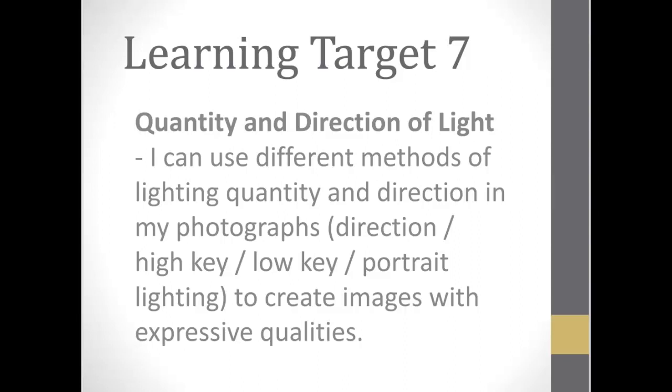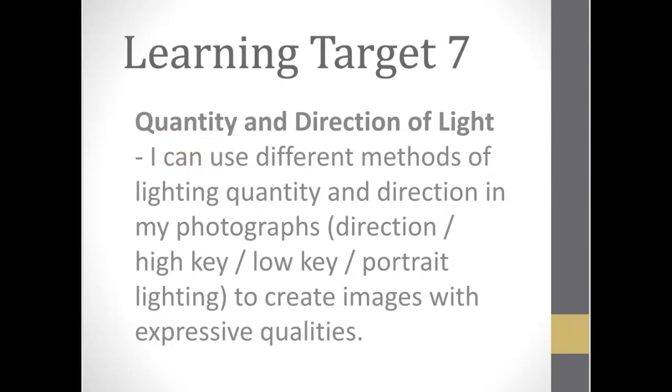For learning circuit 7, we're going to cover quantity and direction of light. So I want you to understand how you can use these different methods for the quantity of light and the direction of light to create pictures that have a little bit more expressive qualities. So we're going to talk about how you can do different portrait lighting techniques, but also how we can illuminate objects with the different types of light directions to affect how the photo looks.